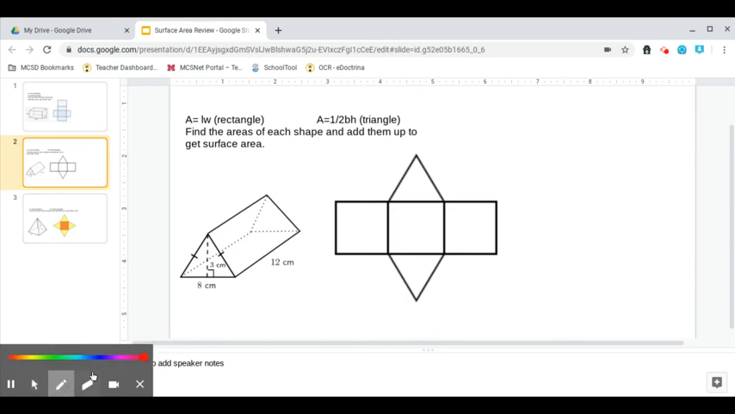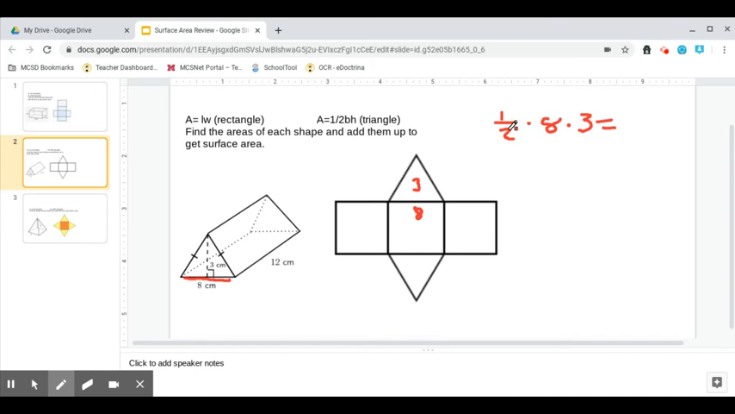So if I look at this, let's do the triangle first. The triangle has a base of 8, and it has a height of 3. So I know my triangle is going to be 1/2 times 8 times 3. Half of 8 is 4, times 3 is 12. So my triangle is going to be 12. This triangle is also going to be 12.